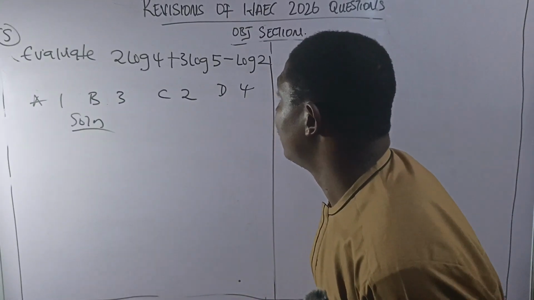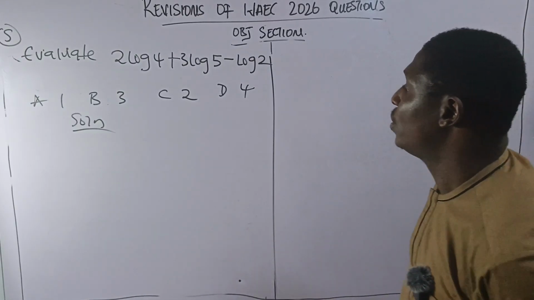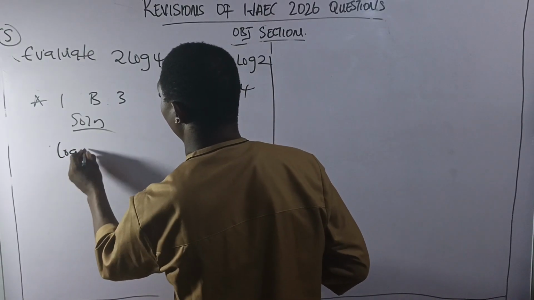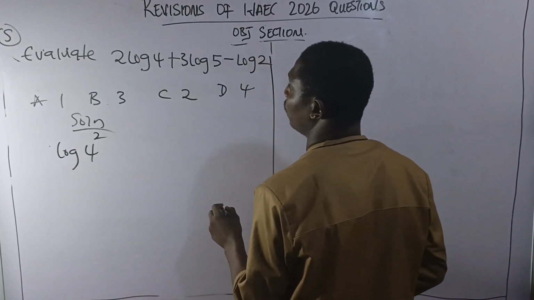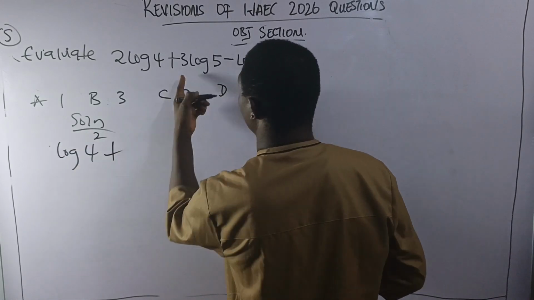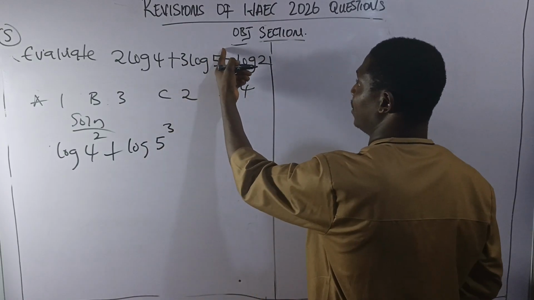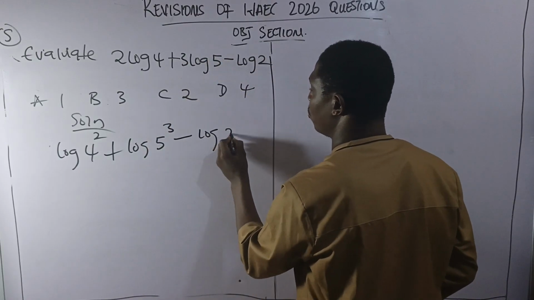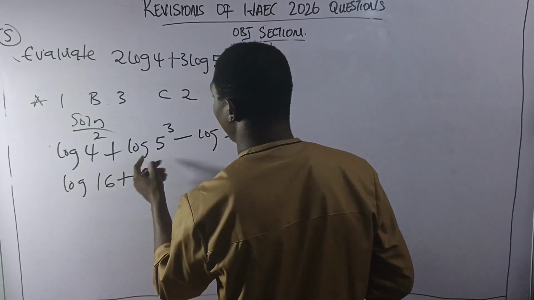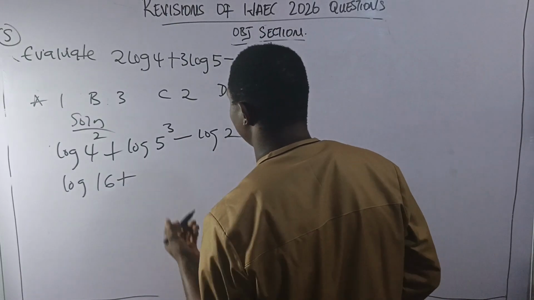Question 5 says, evaluate 2 log 4 plus 3 log 5 minus log 2. So 2 log 4 is the same as saying log 4 raised to power 2. That's one of the laws of logarithms. I can equally bring this power back inside the log. Plus this 3 log 5 will give me log 5 raised to power 3. Bring this as the power of this. Minus log 2. Now this will give me log 4 squared, which is 4 times 4, which is 16. Plus 5 raised to power 3, which is 5 times 5 times 5, which is 125.